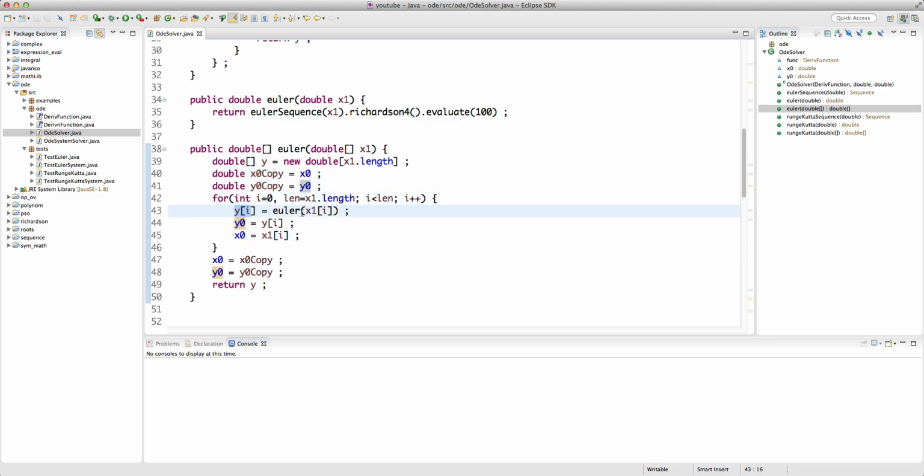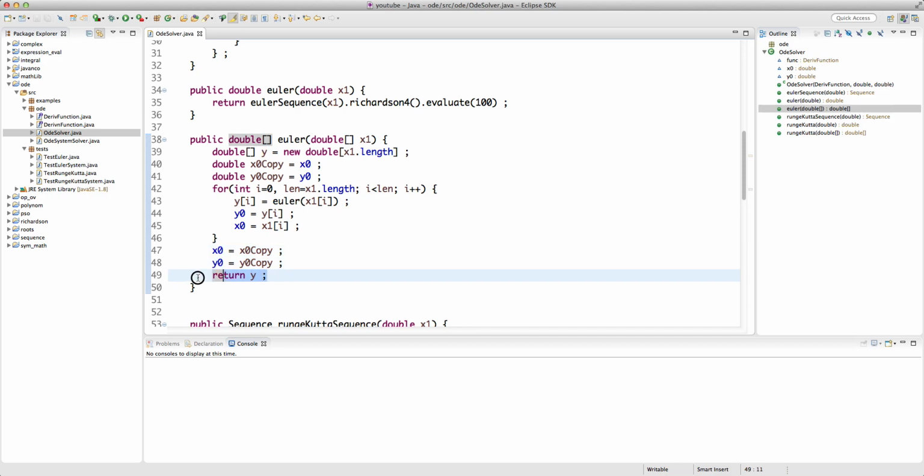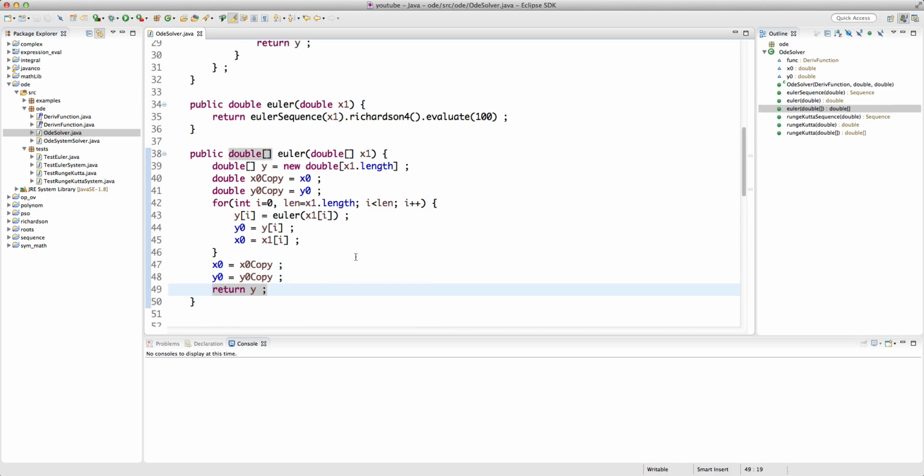I calculate y using Euler at some x, and then I change the original initial condition to the current values that I calculated, okay? And at the end, I return the original initial conditions to preserve them, and then I return the y array. So this is how we can try to reduce the effect of a large interval on the error of the Euler method, or in general any ODE method, because for all of them, as you get farther and farther away from the initial point, the error gets larger and larger.